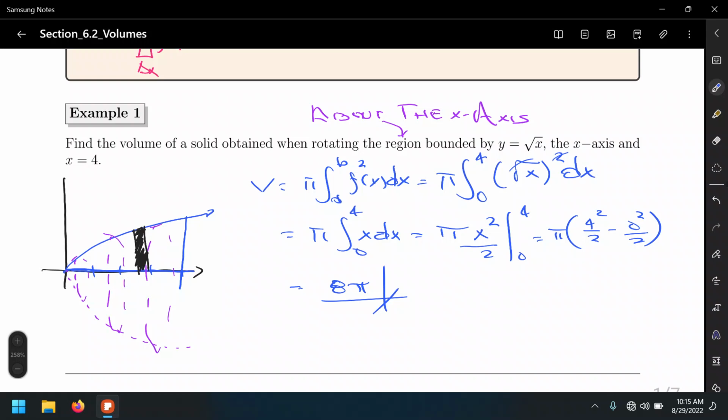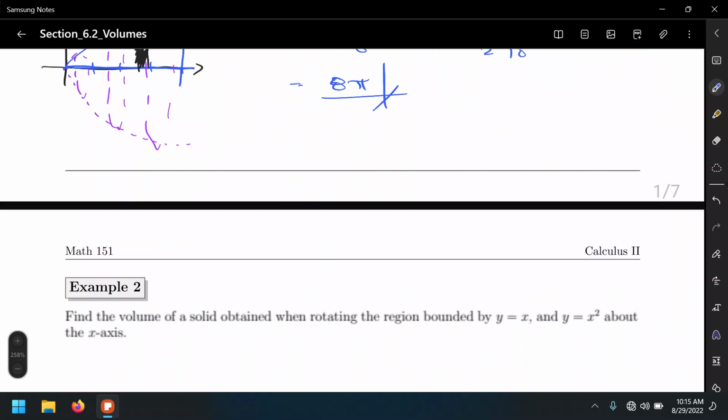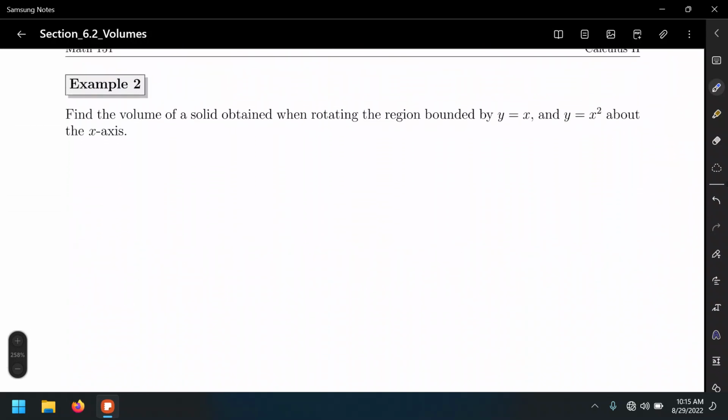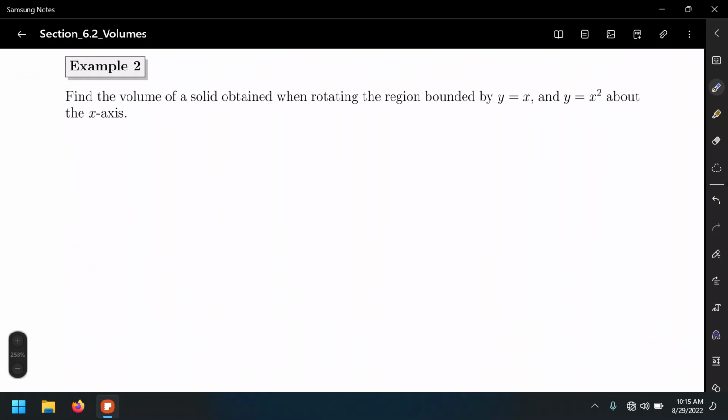So that's an example to begin with, to warm up, so you can see how the formula works in action in a very simple region of integration. Of course, these are going to get a little bit more elaborate as we move on through the level of difficulty of this. Well, let's look at example number 2.